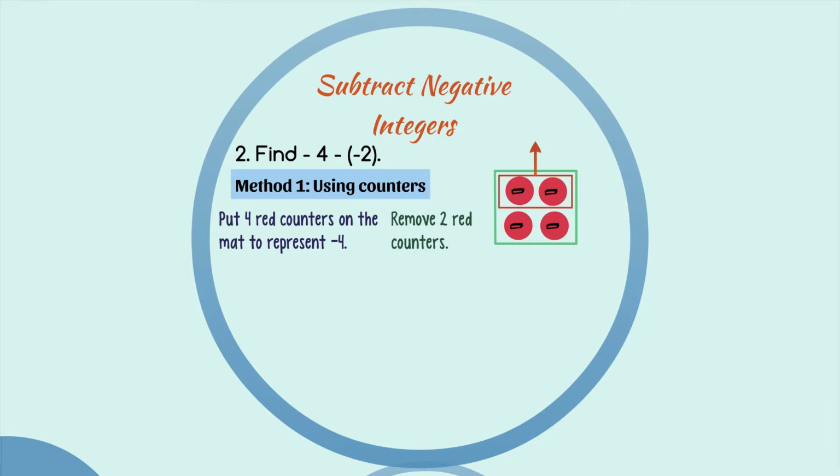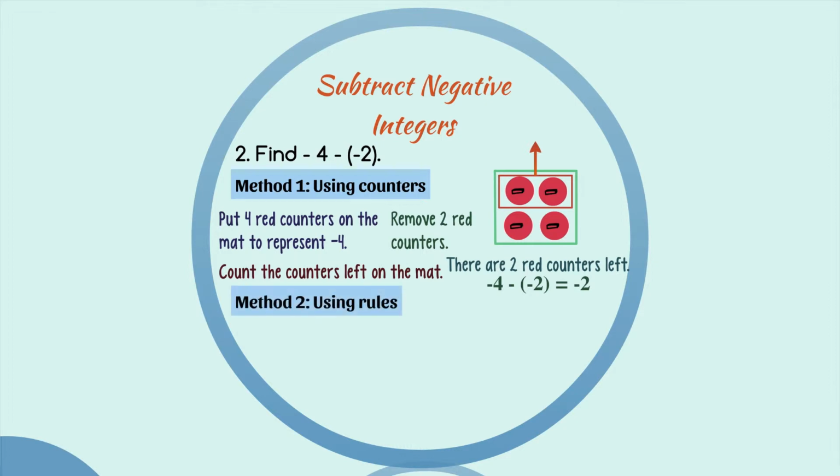What should we do next? That is to count the remaining counters on the mat. As you can see, there are 2 red counters left. Then negative 4 minus negative 2 is negative 2. We can use the negative sign because the counters left are red. Red counters represent negative integers.